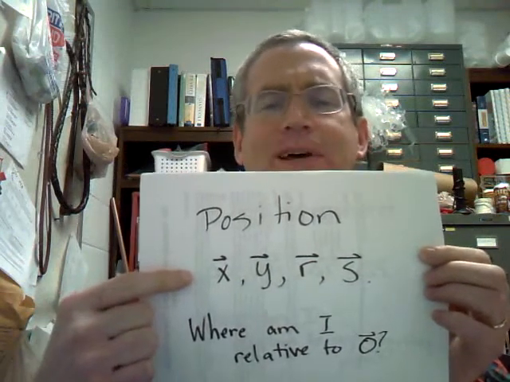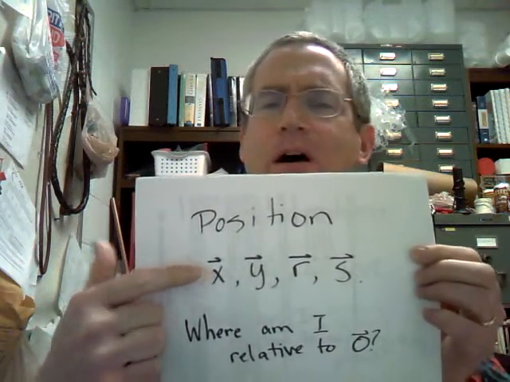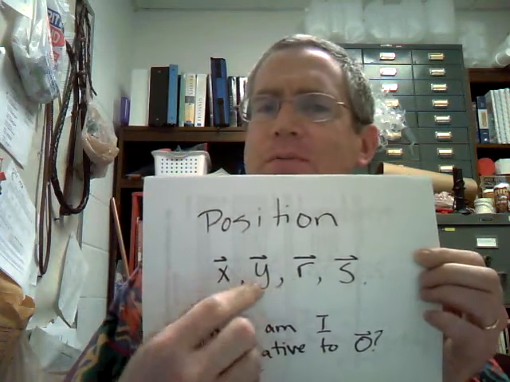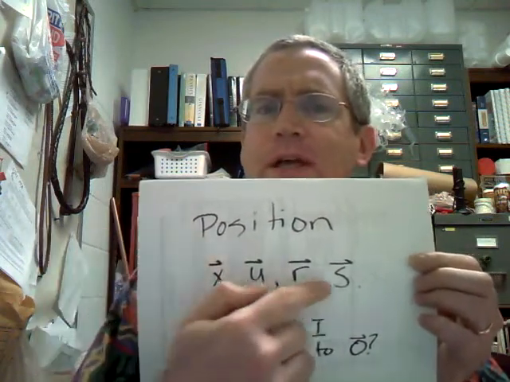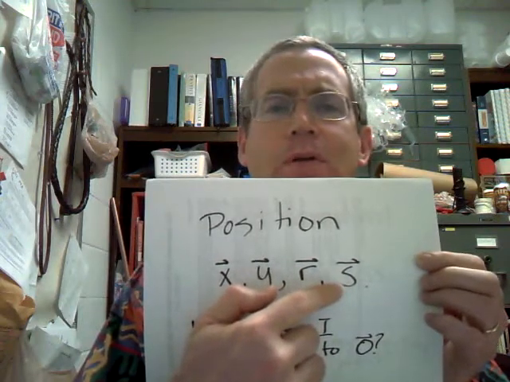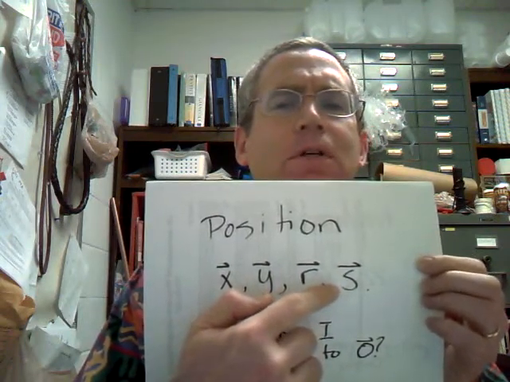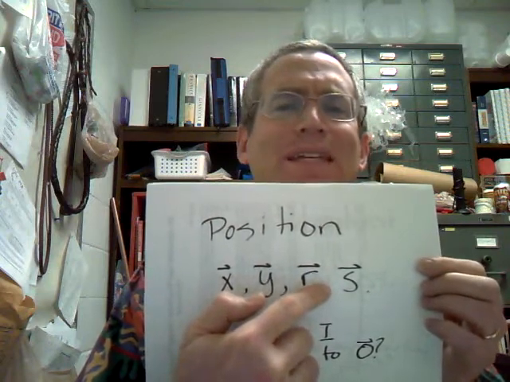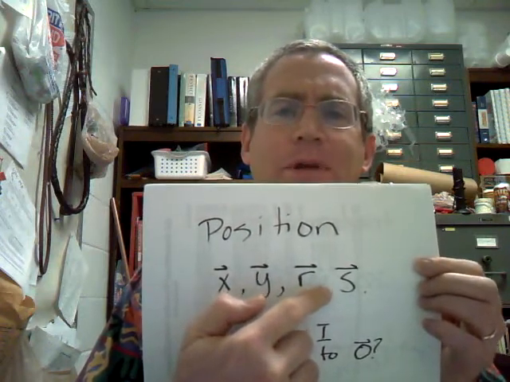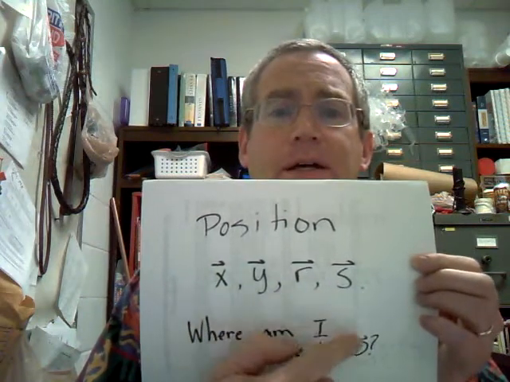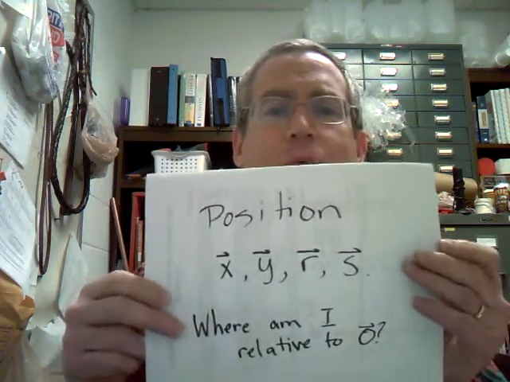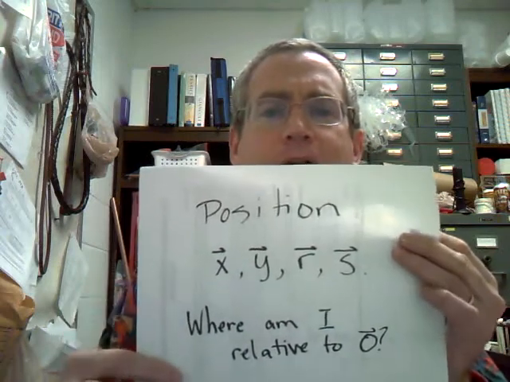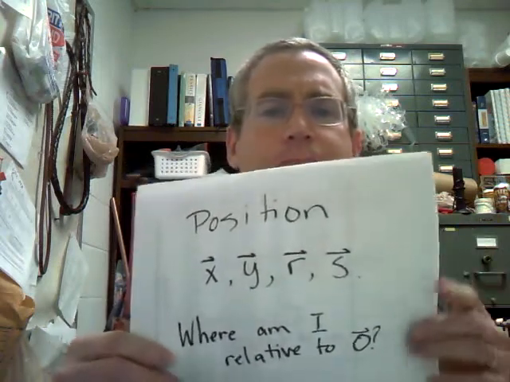X generally for horizontal motion, Y for vertical motion. R tends to be used if there's radial motion involved, and that just means that there's some central point going away or towards it. And S is the traditional one used in a lot of physics textbooks. Side note, S from the Latin word stadium, which I understand was basically their mile. But position is where am I relative to 0. And that is a 0 right there.